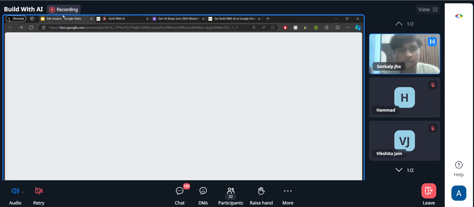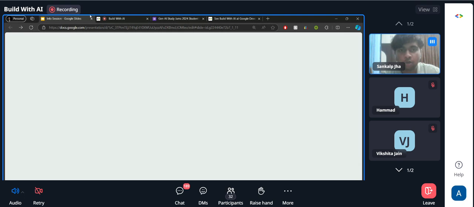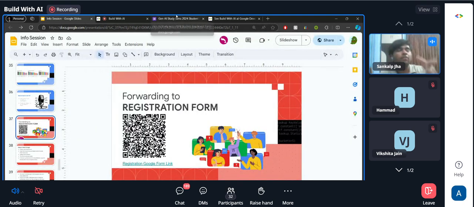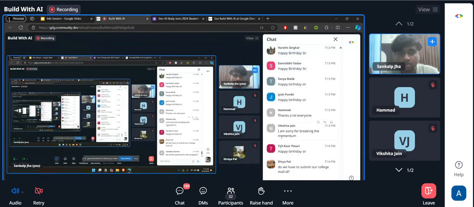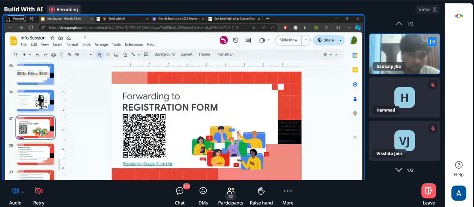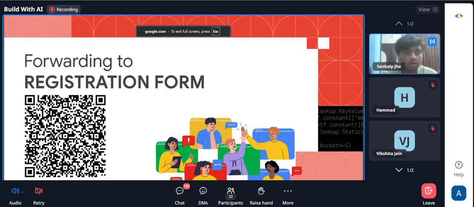I hope you all have scanned the QR code. This same QR code is also available on your GDG underscore AKG Instagram bio. In that there is a link tree, and in that also we have put the same Google form, so you can access it from there also. Okay, moving ahead. I need to give brief instructions because people are getting confused on this.